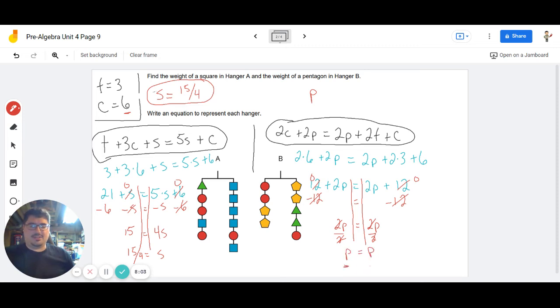That means anything is true. If you chose 1, 1 is equal to 1. If you chose negative a million, negative a million is equal to negative a million. So P could be anything. Any number.